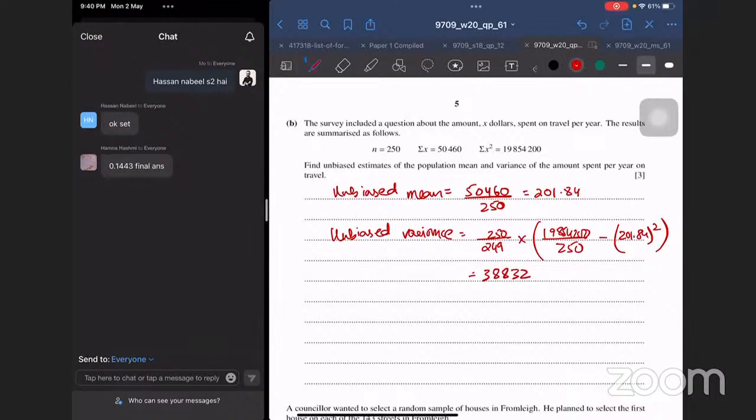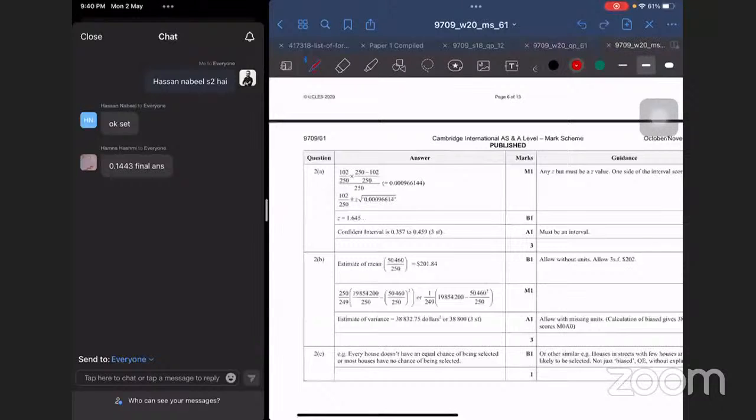Okay, rounding off to three significant figures would give me say 800, which is what's given here.